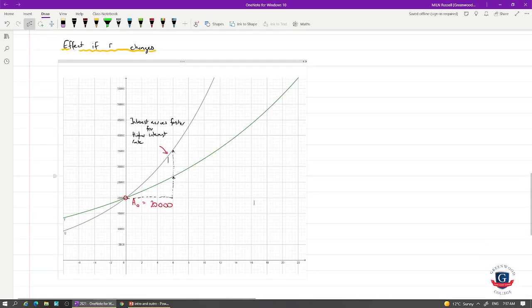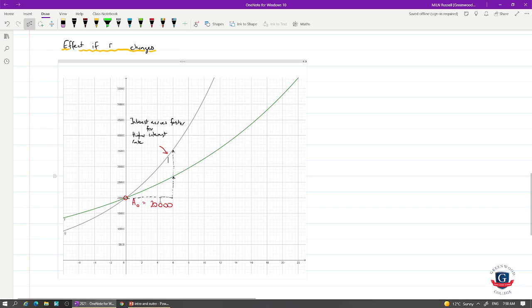Now if R changes, we would have to consider the effect on the graph. So if we changed the interest rate from 5% to 10%, we'd expect to pay more interest. Here we can see the amount of interest paid for 5% per annum, and here we can see the additional interest we would need to pay if it was 10% per annum.